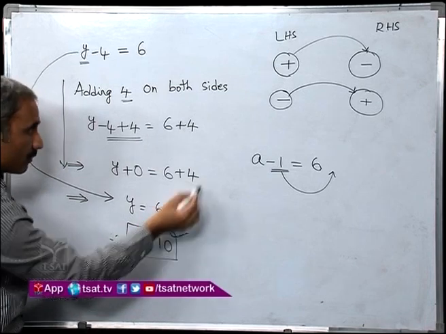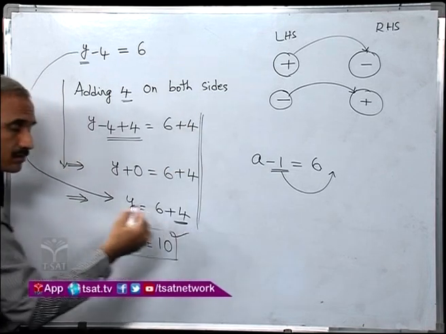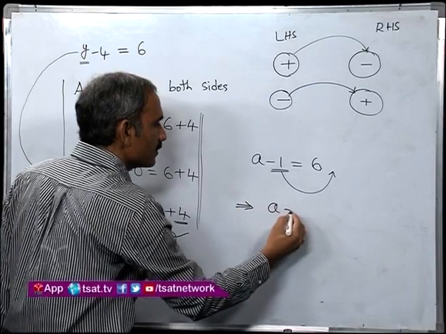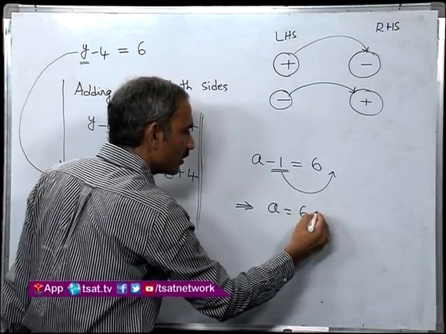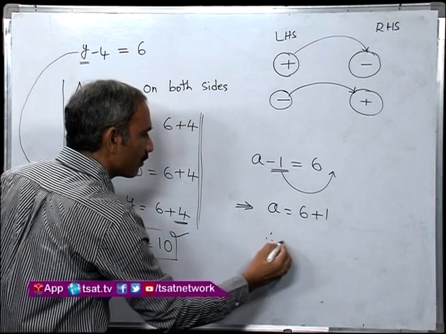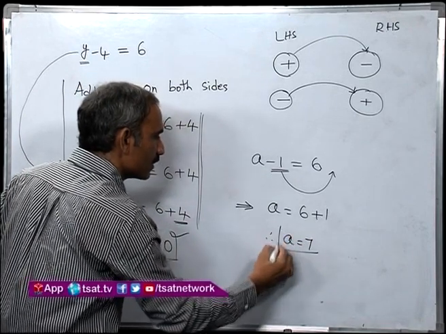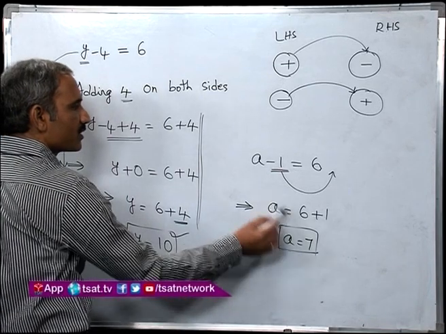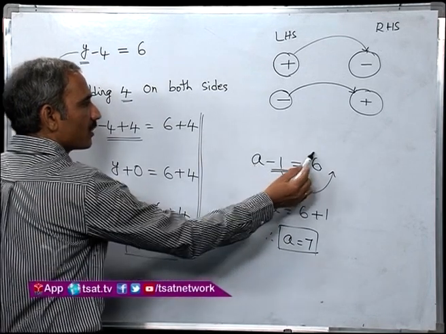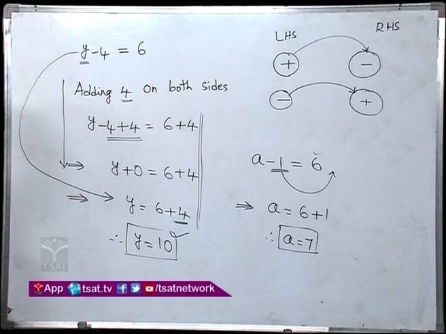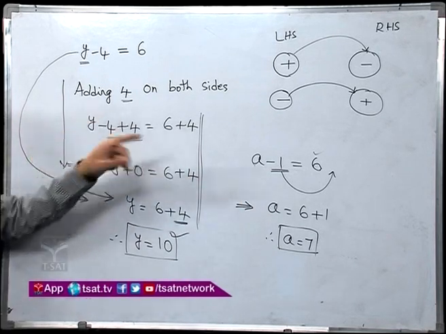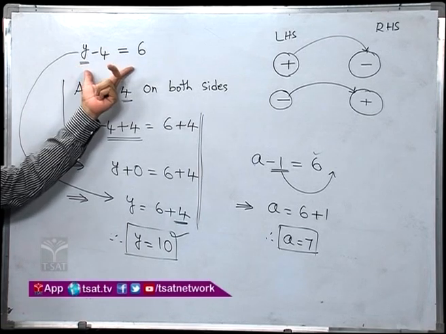The minus quantity will become a plus quantity. Why? You have seen the pattern here. Then that implies A is equal to 6 plus 1, therefore you will get A is equal to 7. This is the solution of the equation. If you substitute 7 here, 7 minus 1 is 6 only. This is the smartest way, right? Like this we can find the solution if the equation is like this.